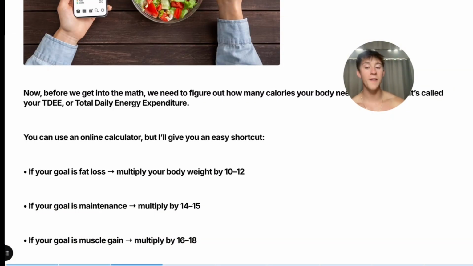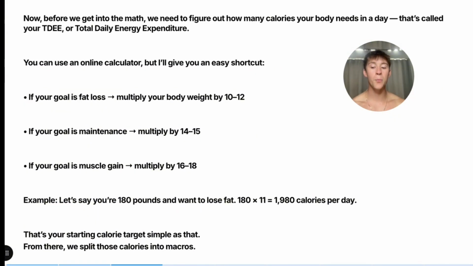If your goal is fat loss, I want you to multiply your body weight by 10 to 12. If your goal is maintenance, multiply it by 14 to 15. And if your goal is to gain muscle and build weight, multiply it by 16 to 18. So for example, let's say you're 180 pounds and you want to lose fat. You're going to multiply 180 times 11, which is 1980 calories you're going to eat every single day. That's your starting calorie target. Simple as that.